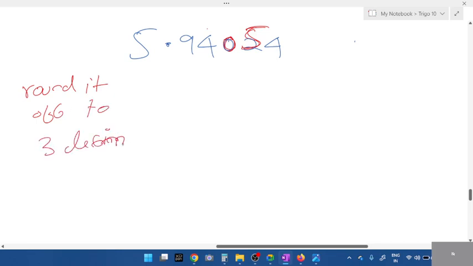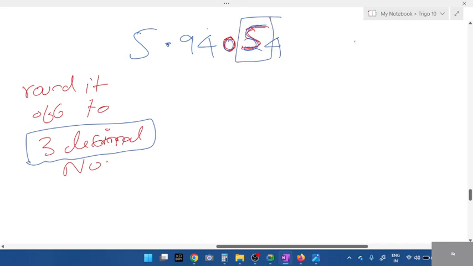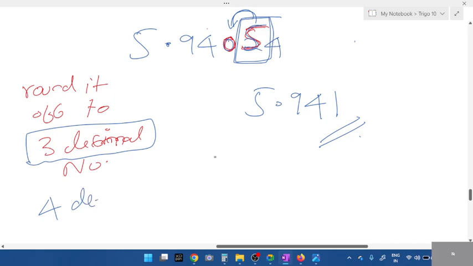What do you mean by 3 decimal numbers, students? How many decimals should be after the point? Yes, 3 decimal numbers. In order to have 940, which number do you have to check? You have to check the fourth decimal number. 5. Is it equal? So what will happen to the previous number? It should be increased by 1. So what's the answer? 5.941.